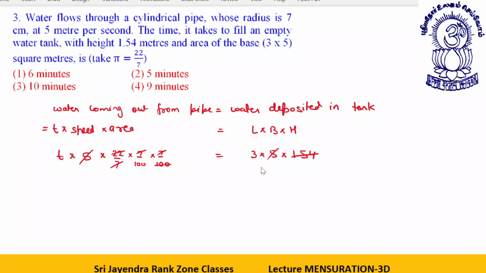5 cancels with 5. So this time is equal to what? 3 into 100, or time is equal to 300 seconds. Why? Because 5 meter per second, this is 5 meter I have taken. So 300 seconds, or time is equal to 5 minutes. Which option? Option number 2 is your answer. Fine, my dear students. Let me move to the next one.